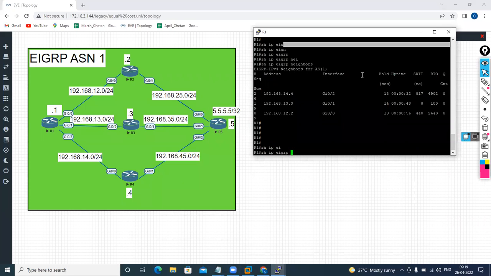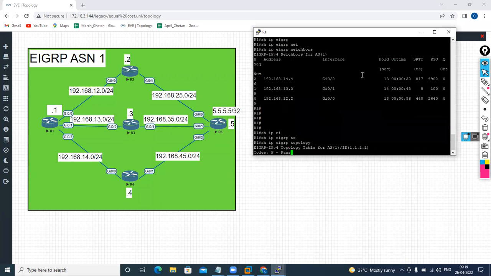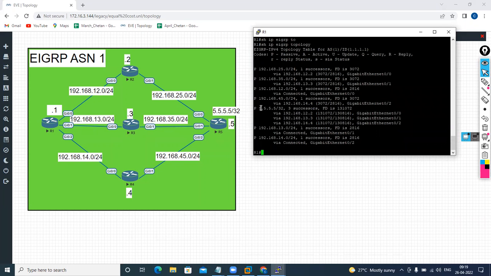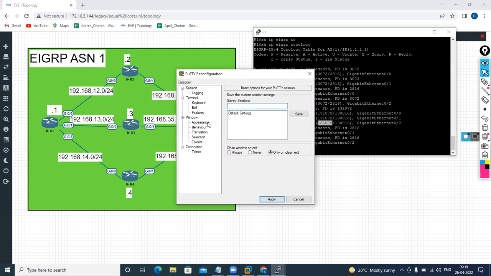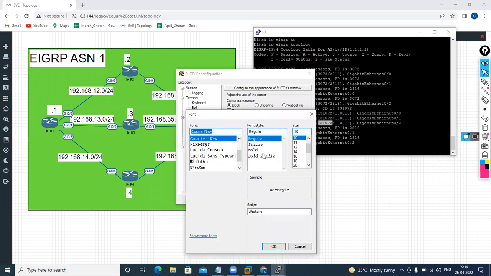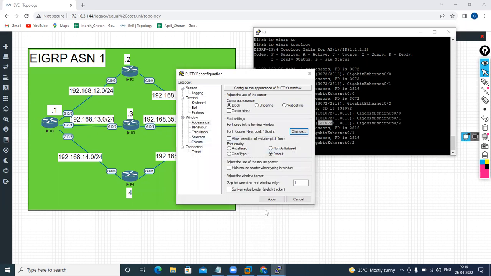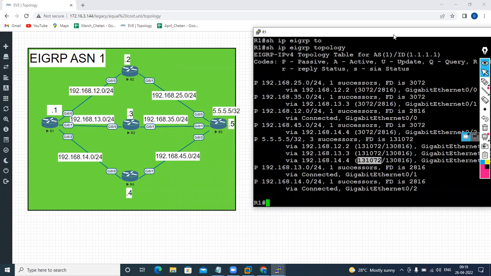Show ip eigrp topology. Concentrate on 5.5.5.5. Can you see how many successors we have? 3 successors. Why? Because the metric is the same for all 3 paths. Can you see here? This is the feasible distance. By default, EIGRP does load balancing. Go and check the routing table. Clear?